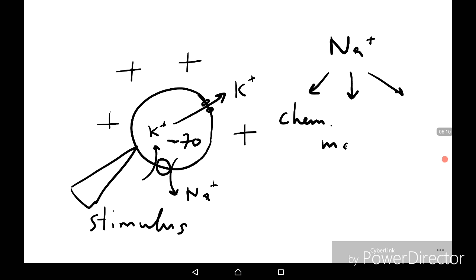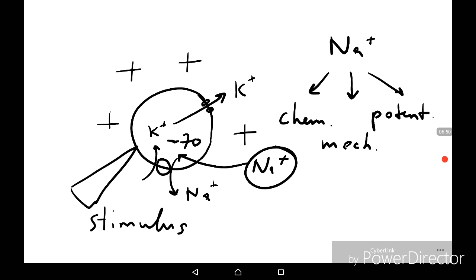Also, we have mechanically controlled channels. And also we have potentially dependent, or electrically controlled, channels. They are activated by the charge, by electric current. So depending on what kind of stimulation we apply, we will activate certain sodium channels, and sodium will enter the cell, because I will remind you, sodium is an extracellular ion.